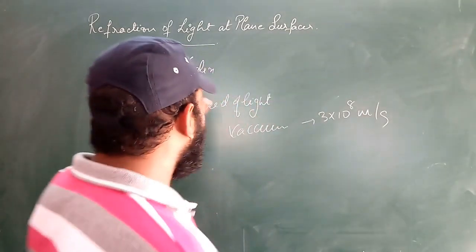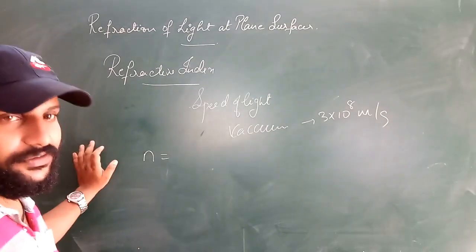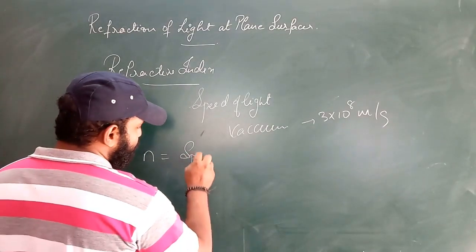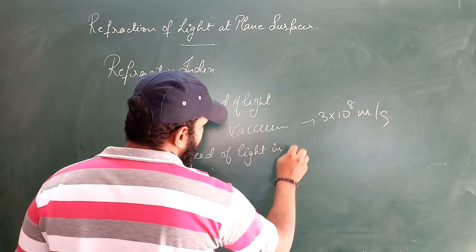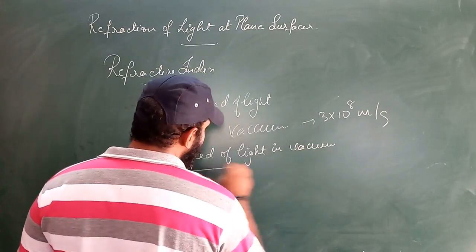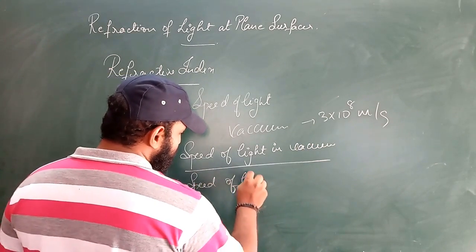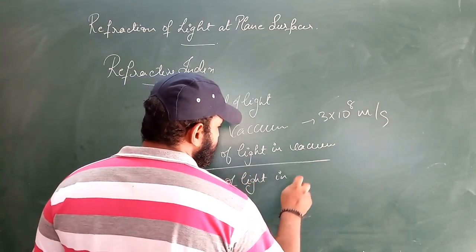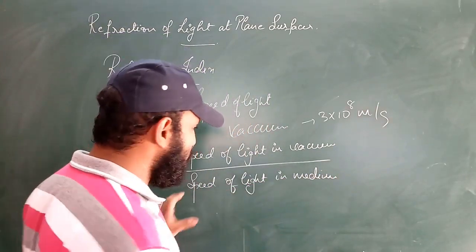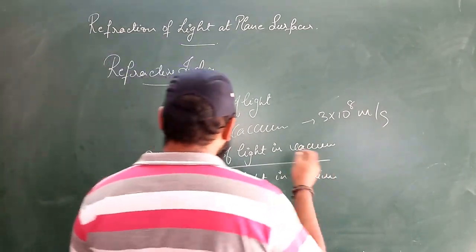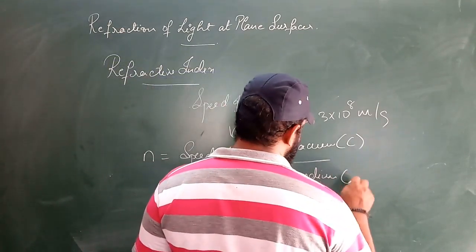So here refractive index is denoted with a letter n, small letter n. Refractive index is nothing but the speed of light in vacuum to the speed of light in medium. n is equal to speed of light in vacuum by speed of light in medium. Usually the speed of light in vacuum is denoted with the letter c, small letter c, and the speed of light in medium is denoted with the letter v.